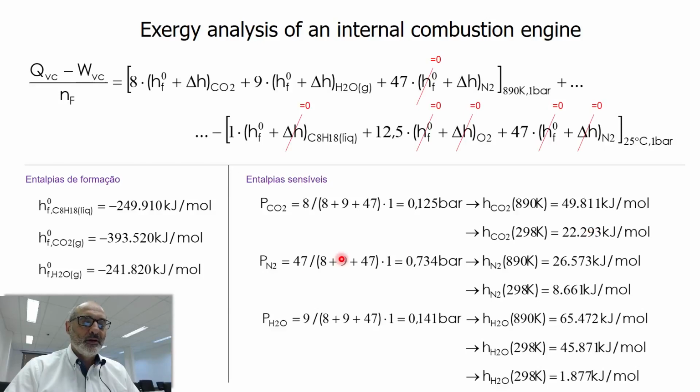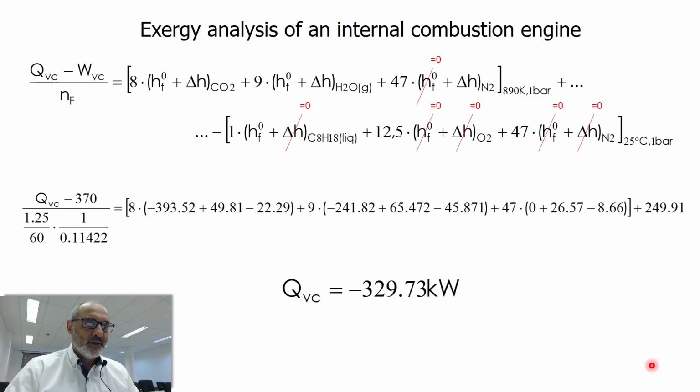And we calculate its corresponding partial pressures at these two temperatures, 25 degrees and 890 degrees. And these are the corresponding results. The same applies to N2 and to H2O. We get these results here. Moving on, when we replace our results, we get this result here. So the heat injected into the control volume is minus 329.73 kilowatts. Minus means that it's a negative injection, so actually it is a heat removal. Heat is being removed from the control volume. This is what the minus sign means.